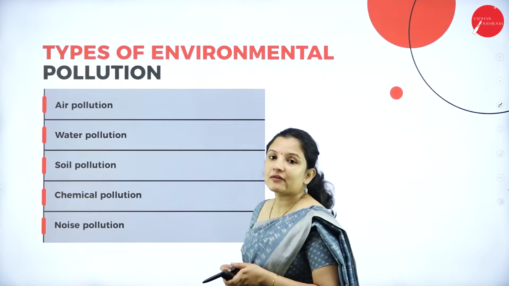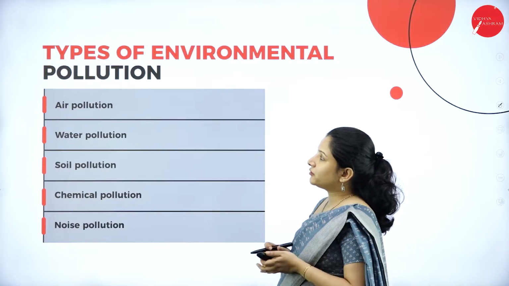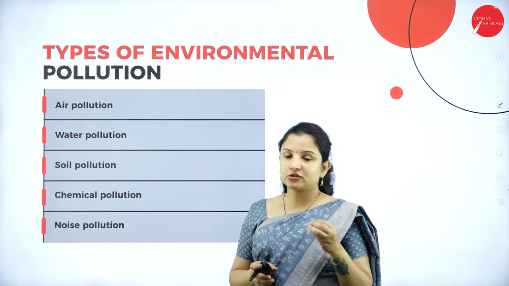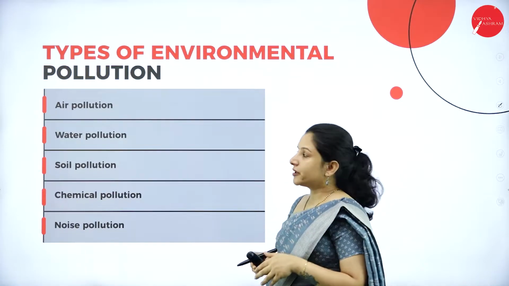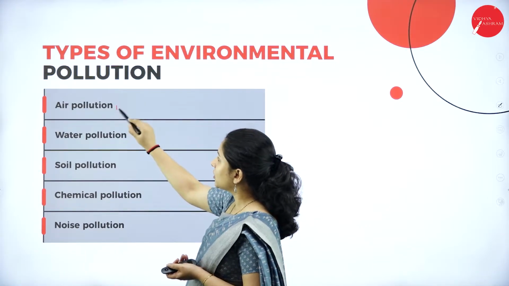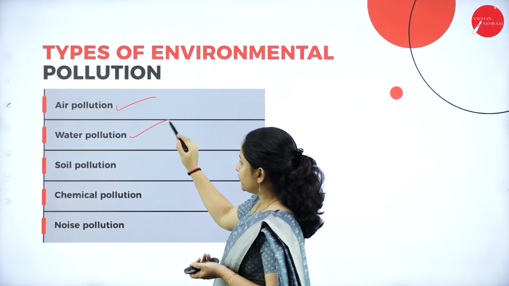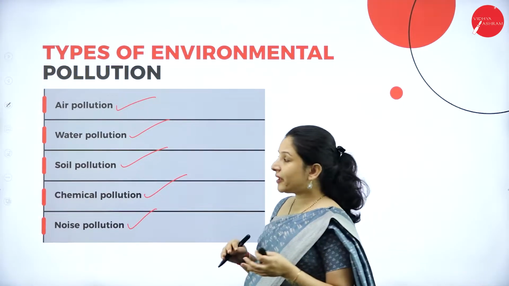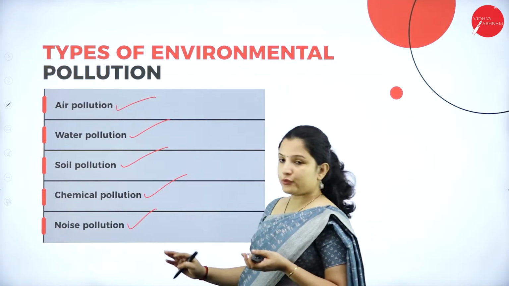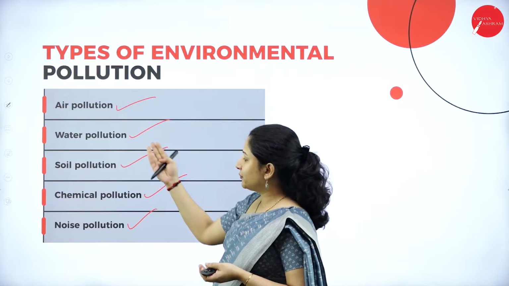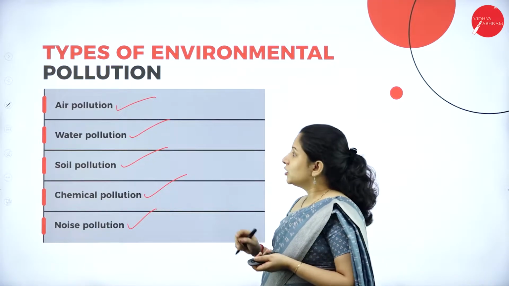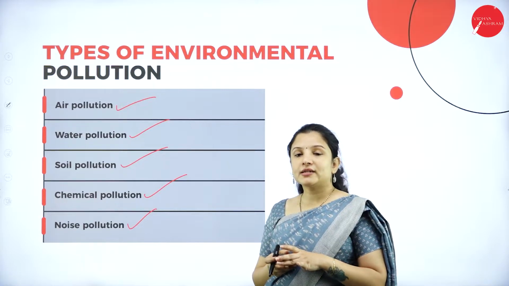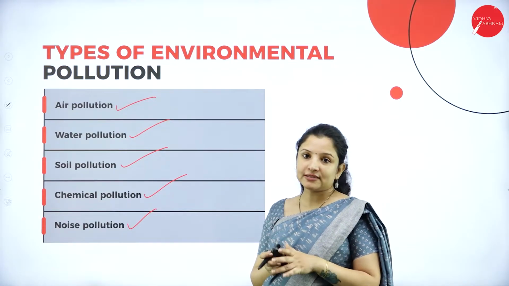So talking about the different environmental pollutions, the types of environmental pollution have been specifically mentioned in your syllabus. That is why I have retained these. We learn about air pollution in this unit, about water pollution, soil pollution, chemical pollution and noise pollution. In today's session, we'll mainly concentrate on air pollution and water pollution, whereas in the next session, we'll continue with soil pollution, chemical pollution and noise pollution. So let's study what air pollution is, what water pollution is, what are the causes, what are the effects and how to control these pollutions.